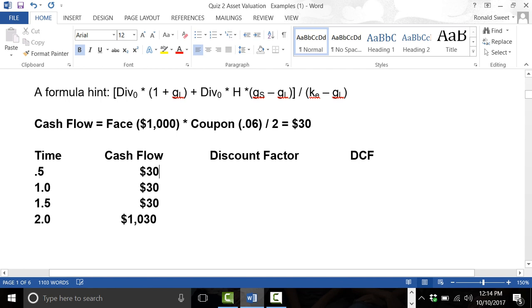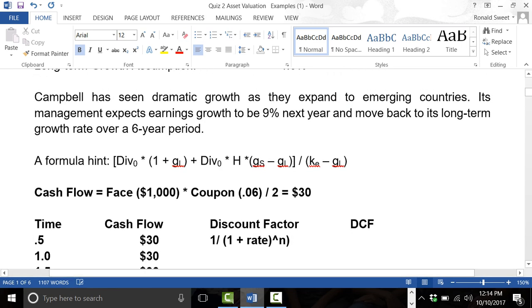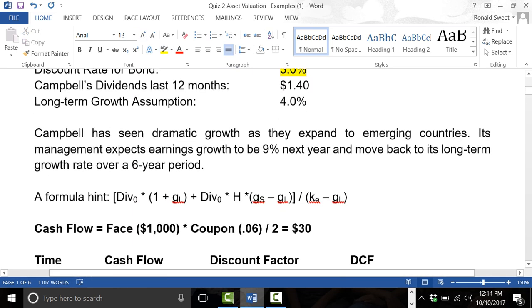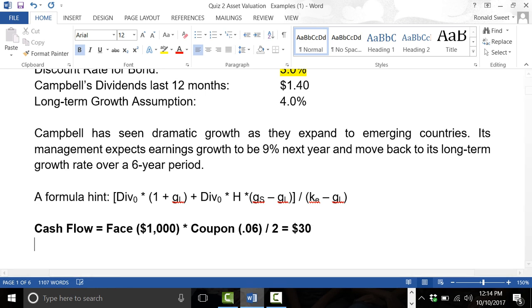Our discount factor will be 1 divided by 1 plus the rate raised to the time. So in this case, the rate, as you can see up here, the rate is 3%. We need to adjust that because we need to use the effective yield. The effective yield equals 1 plus the discount rate, the 3%. In this case, we divide by 2 because we get 2 payments a year.